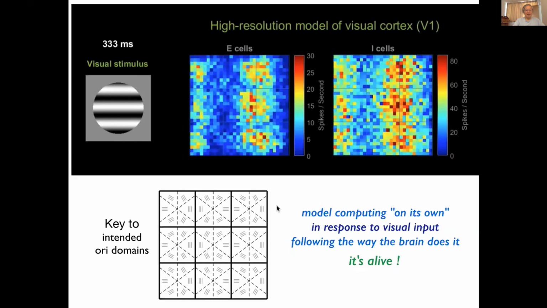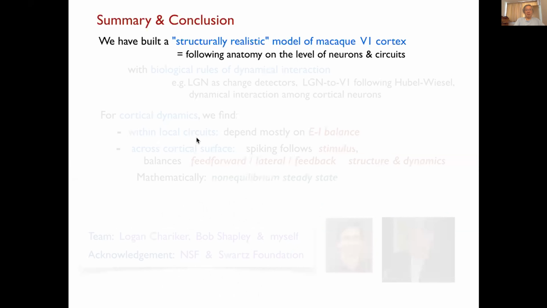Okay. So much for the movie, and now a summary and conclusion. We have built a structurally realistic model of the macaque V1 cortex. By structurally realistic, I mean following the anatomy of the real cortex on the level of neurons and circuits, because we did not model what goes on inside neurons; intracellular properties are not modeled. But on the level of neurons and circuits it is as realistic as we could do it.